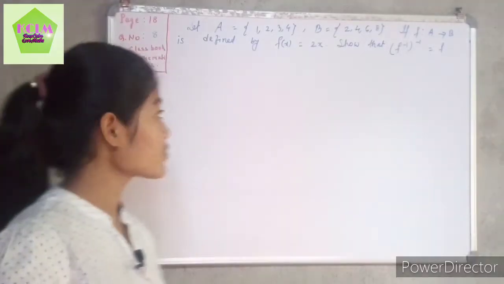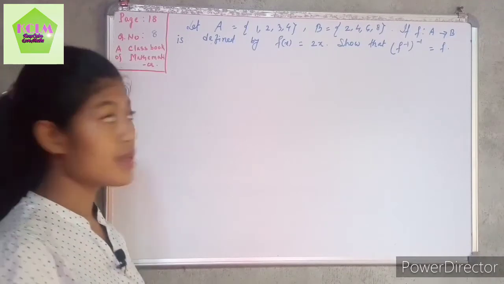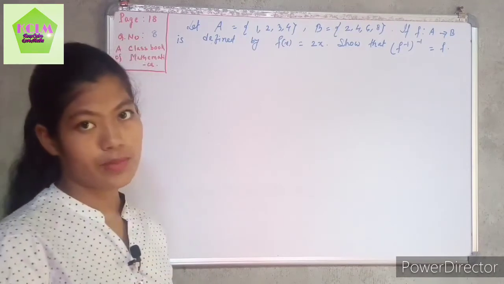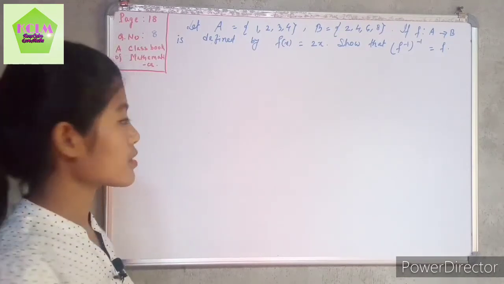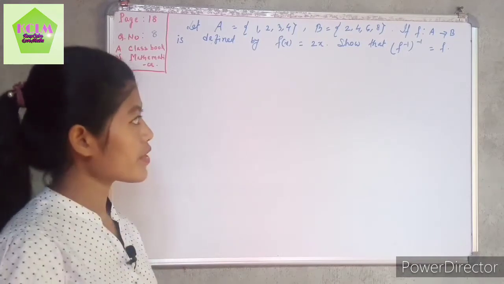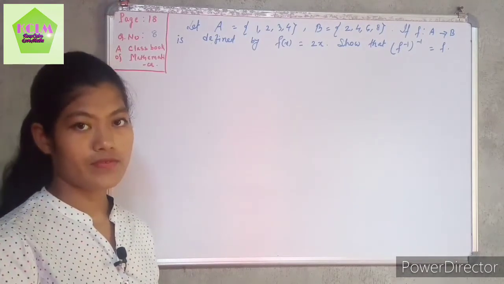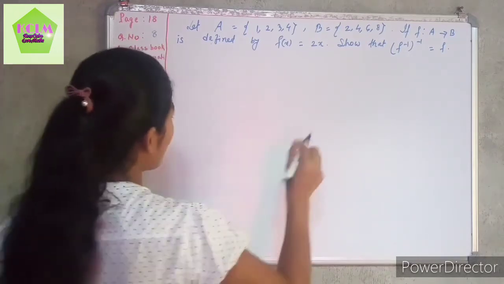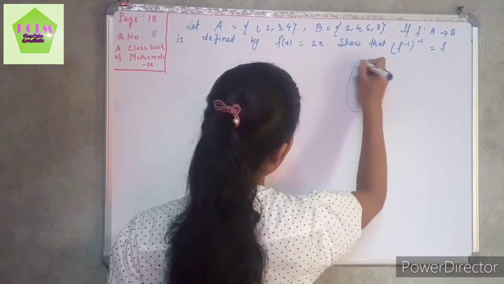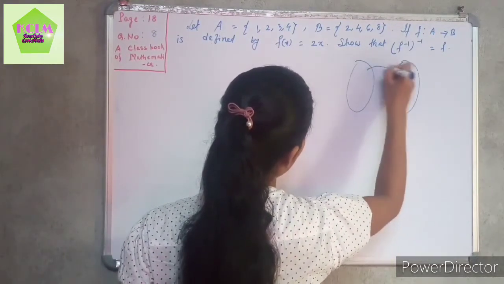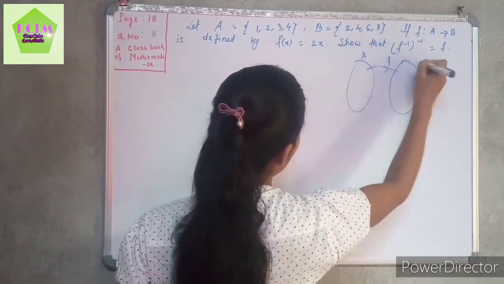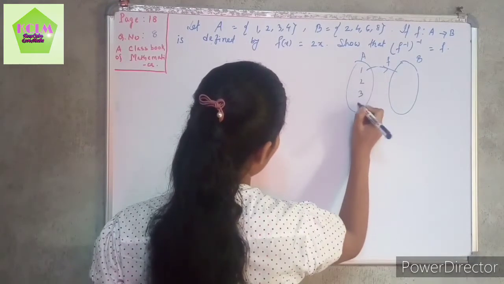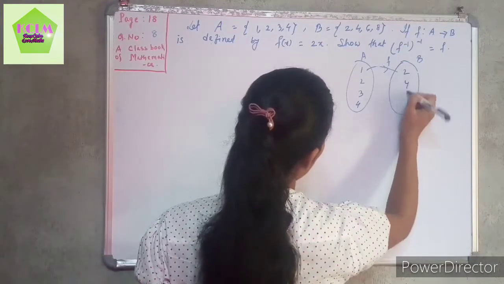So our next question is: let A equal the set 1, 2, 3, 4, and B equal 2, 4, 6, 8. If f is a function from A to B defined by f of x equals 2x, then show that f inverse of inverse is nothing but the function f. So we have a function f from set A to B, and in set A the elements 1, 2, 3 and 4, in B 2, 4, 6, 8.